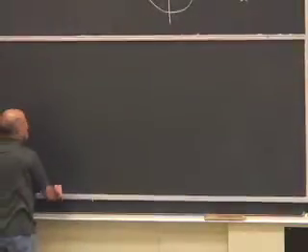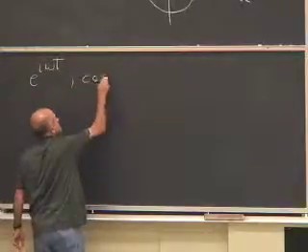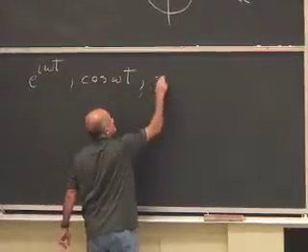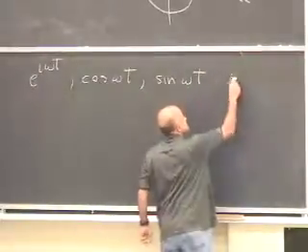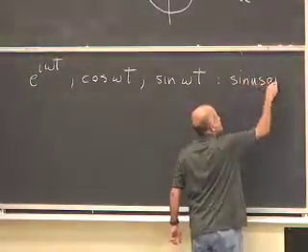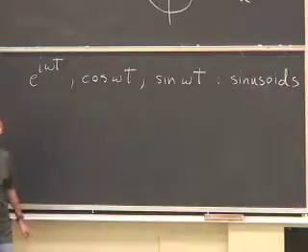Associated with the time-dependent complex exponential are, of course, the sine and the cosine. So we usually classify the complex exponential, its corresponding cosine, and its corresponding sine broadly as sinusoids. And they belong to a class of signals called periodic signals.